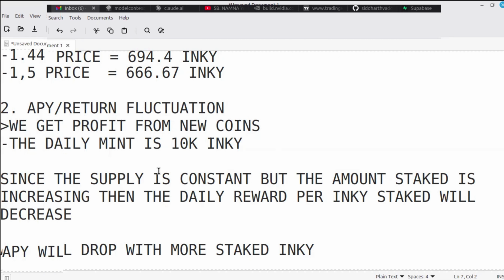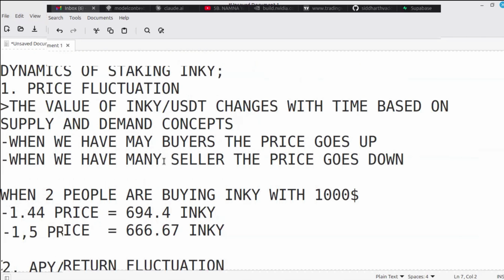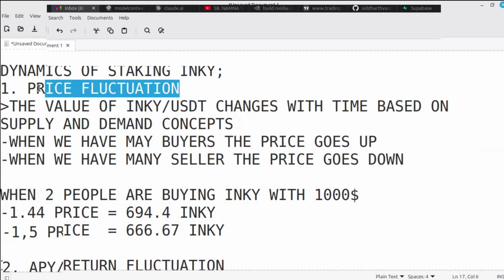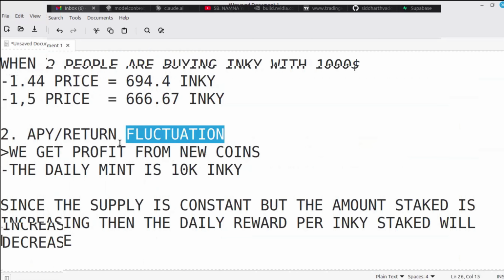So that's the simplest way to understand the business. And the main challenges, or the main dynamics, that this business has are the fluctuation in price, which I explained a lot about, the value of ink per dollar changes, and the fluctuation of the return. What you are making is not constant.